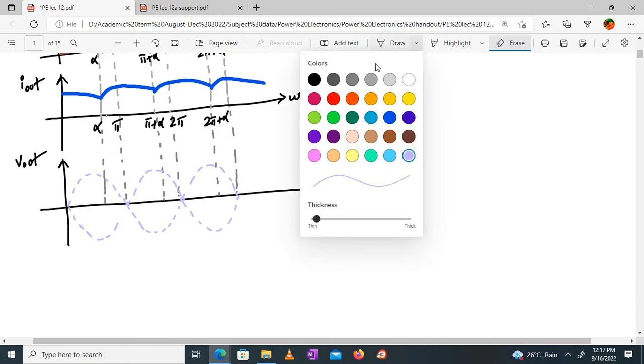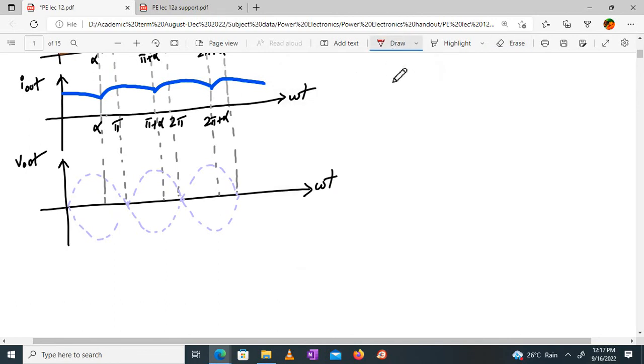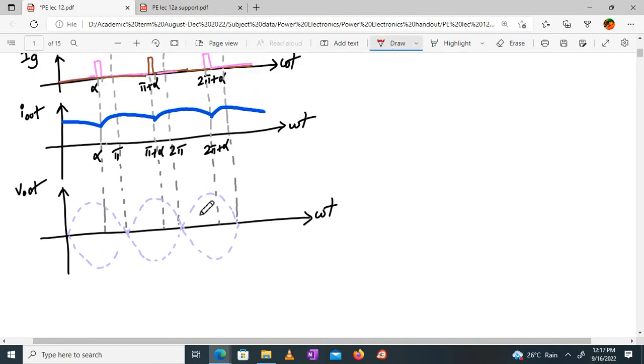So now how will you draw the waveforms? I am drawing in red color. How will you start? Always start from alpha, right? So from here to here, my T1 and T2 are on, right? From here to here, on MATLAB, it will follow what? Output.